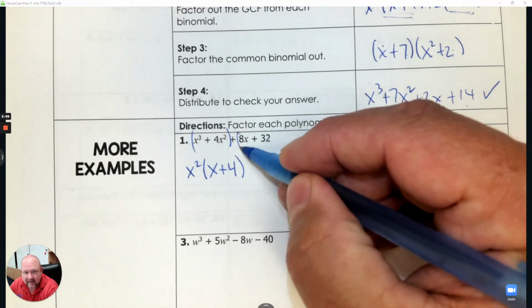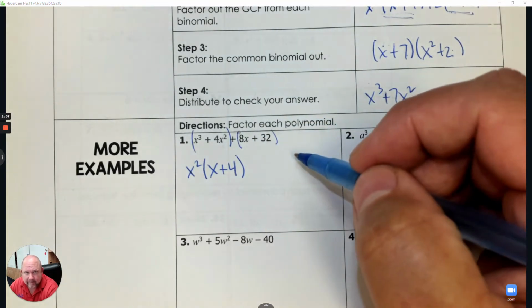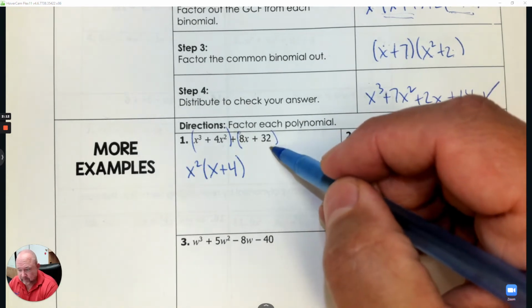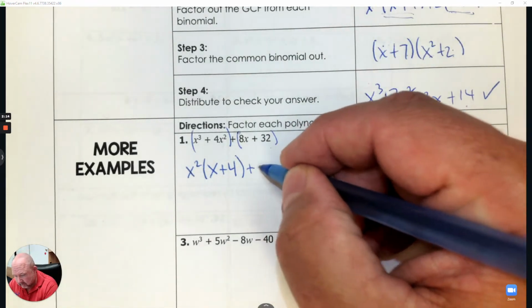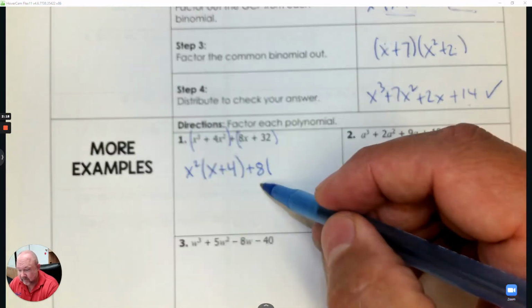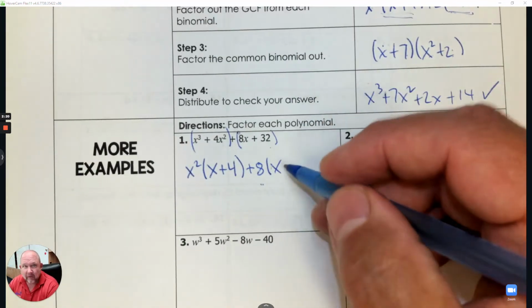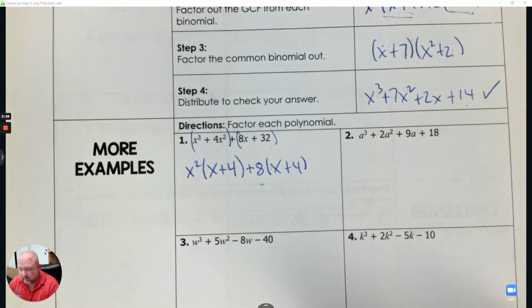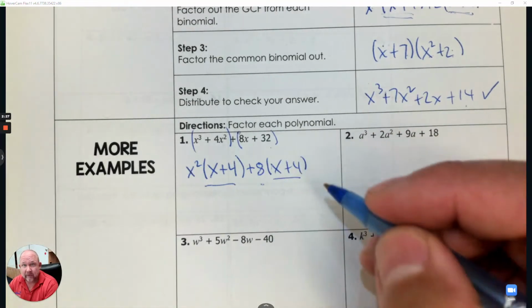Look at the next two together. Group them. What's the largest number that goes into 8 and 32? So there are a few numbers, but the largest one is 8. And then you divide. So 8x divided by 8. 32 divided by 8.